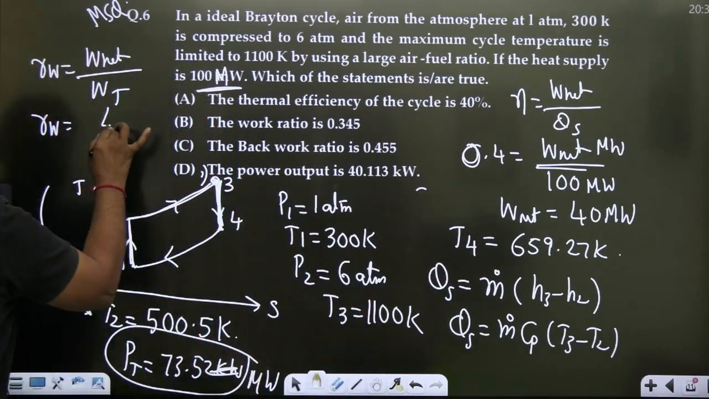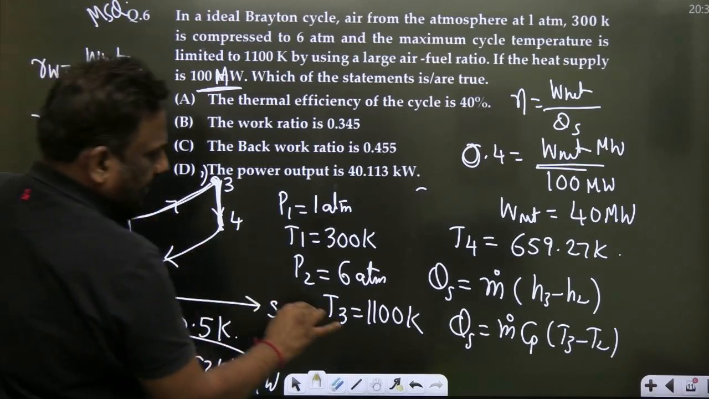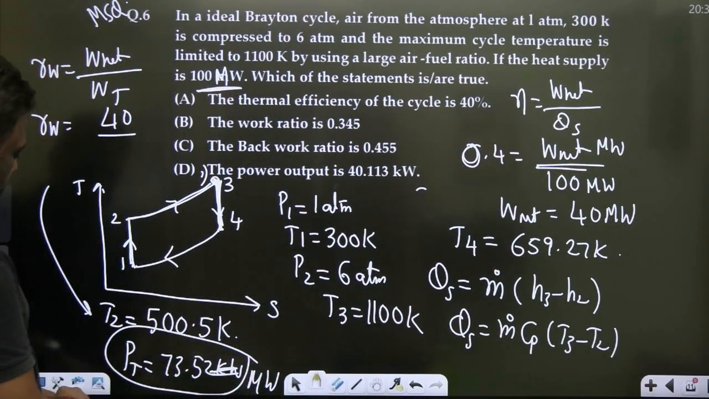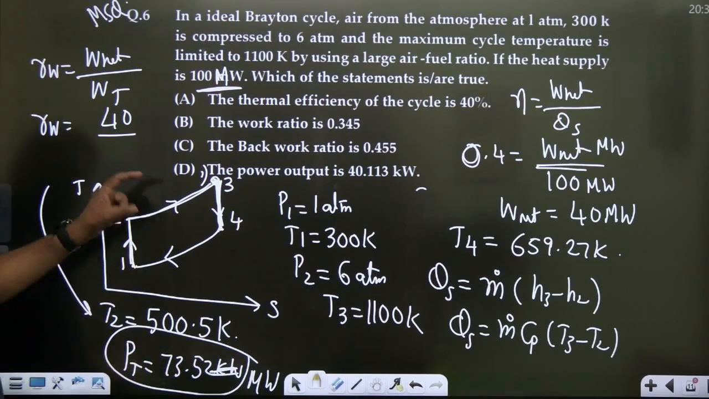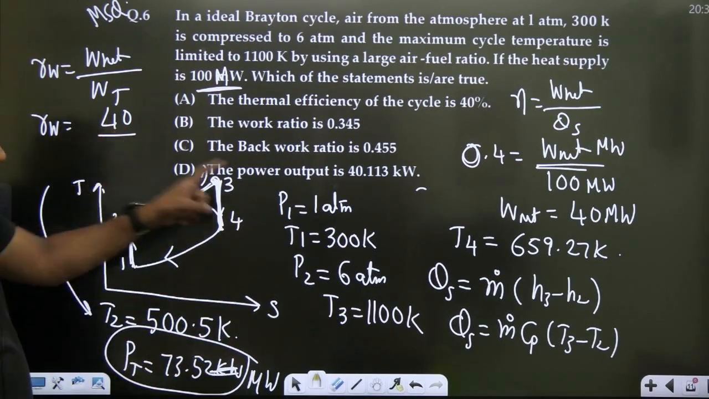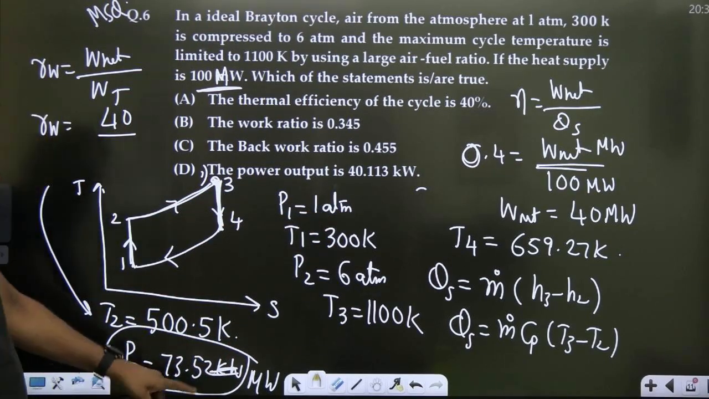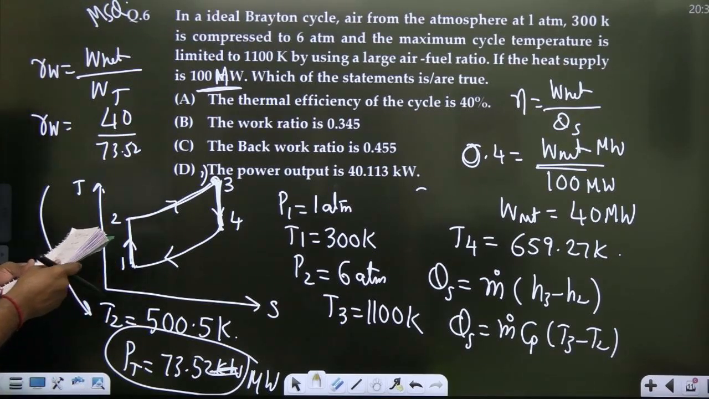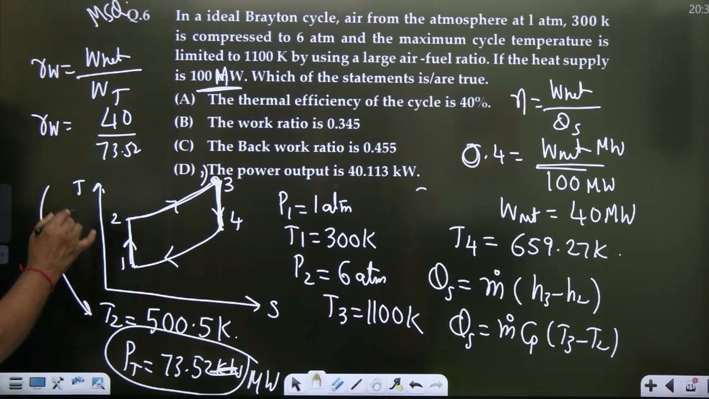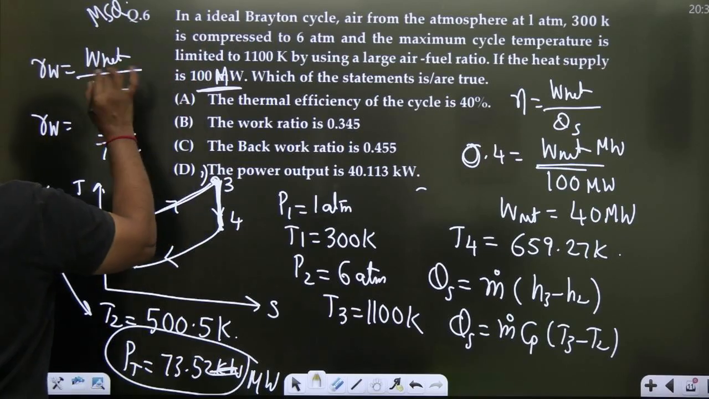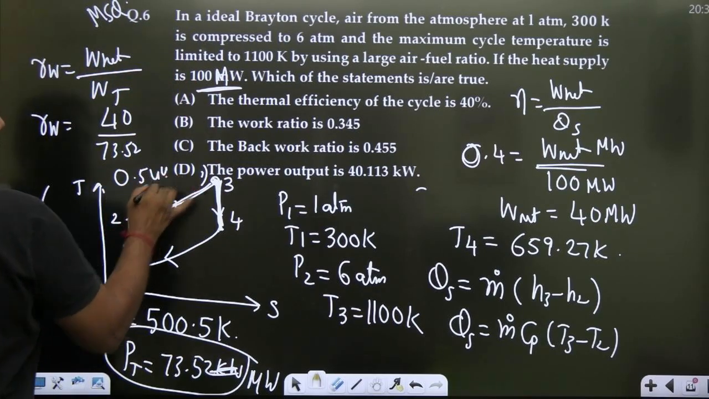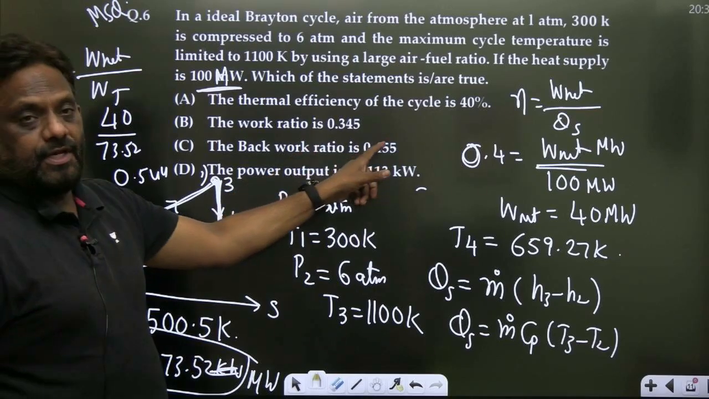The net work is 40, and the turbine work is... where is the turbine work? Both should be in the same unit. Net work is 40 megawatt and the turbine work is 73.52. Both are in megawatt. So if you are calculating the work ratio, I am getting the work ratio as 0.544.